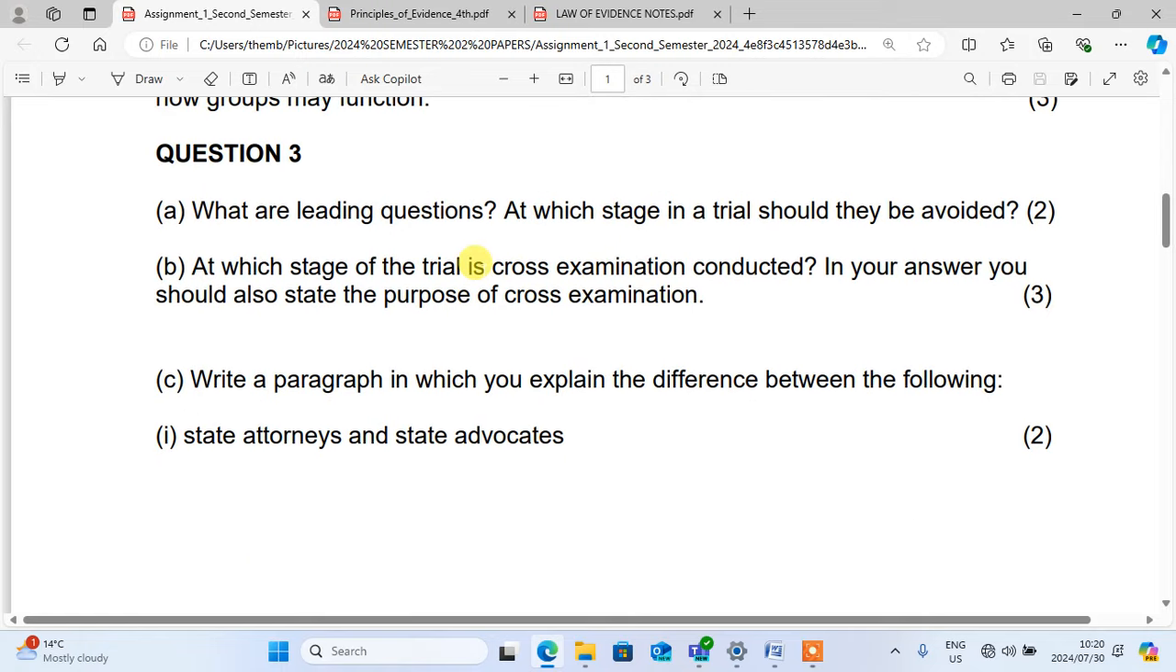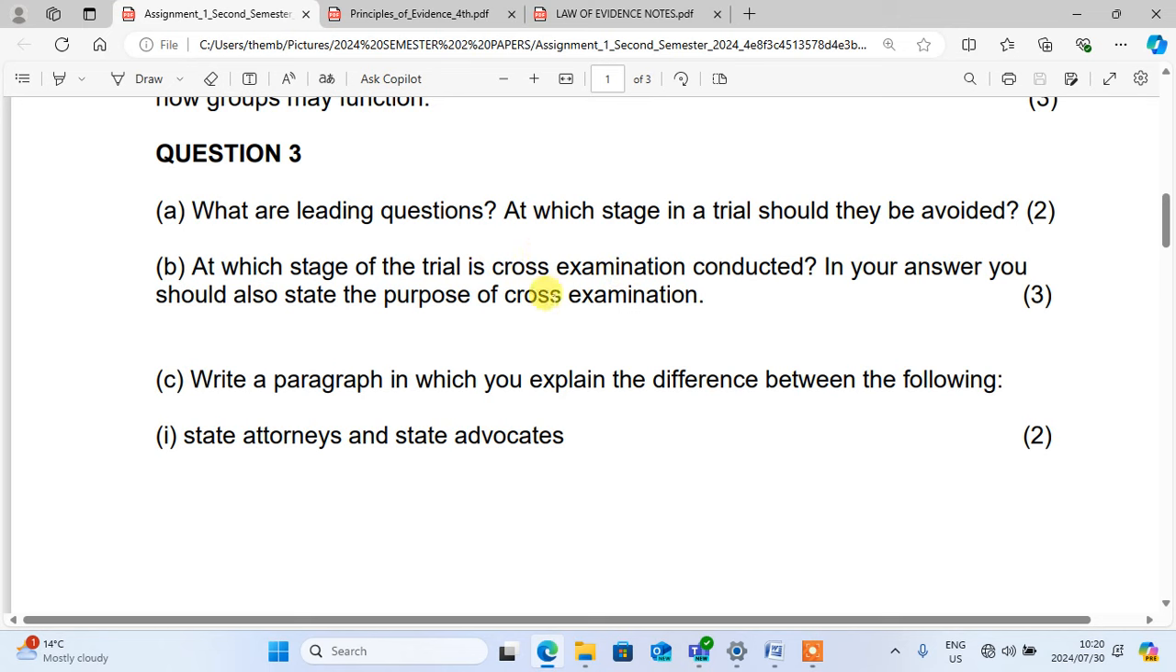Question number 3, part 1: what are leading questions? At which stage in a trial should they be avoided? Part B: at which stage of the trial is cross-examination conducted? In your answer, you should also state the purpose of cross-examination. So now we are going to talk about cross-examination and leading questions.